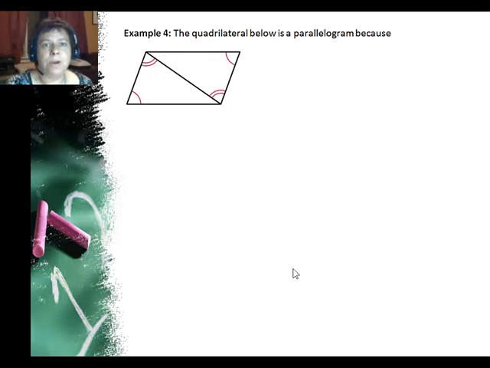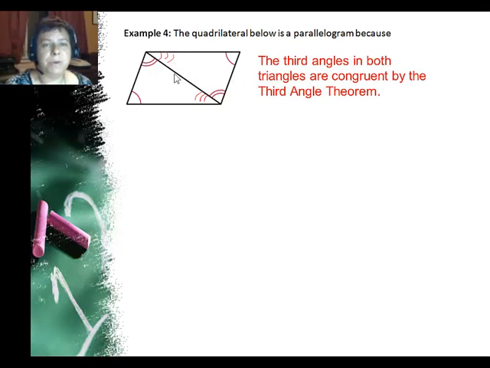Now in example 4, we're looking to see if this is a parallelogram or not. Well, I have two angles here and two angles here, and you can see they're congruent. Well, believe it or not, the third angle, if I can draw it in, will also be congruent. This is called the third angle theorem. So the third angles in both triangles are congruent by third angle theorem, right? So, like say I had 60 and 80, then they add up to 140. My only other answer would be 40. I don't have numbers in this problem, but that's kind of how that third angle theorem works.